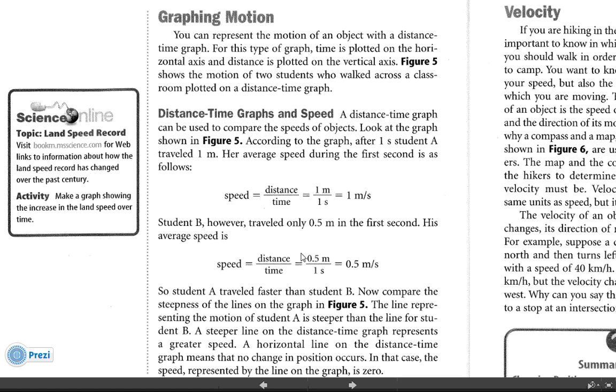Student B, however, traveled only half a meter in the first second. So his average speed is half a meter divided by 1 second. So student A's speed was faster. Student A traveled faster. Now compare the steepness of the lines.